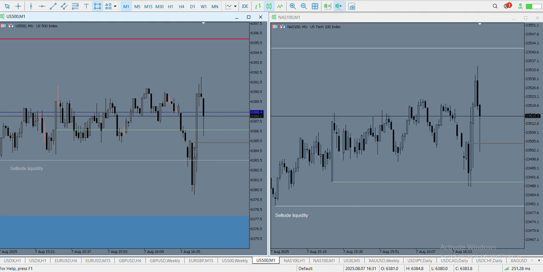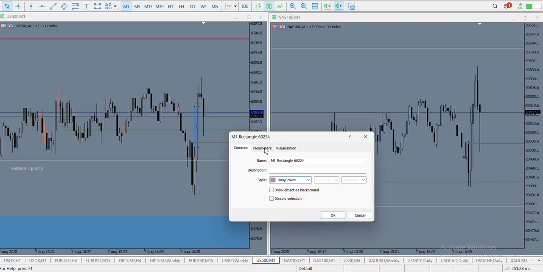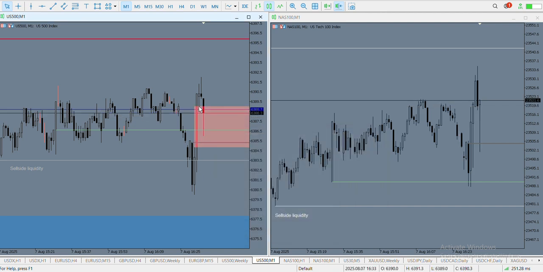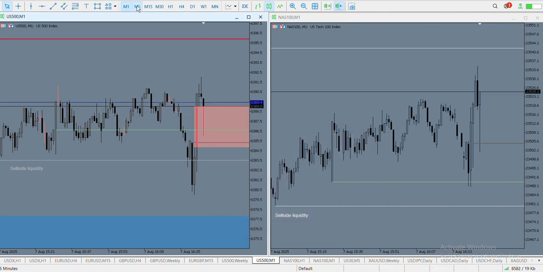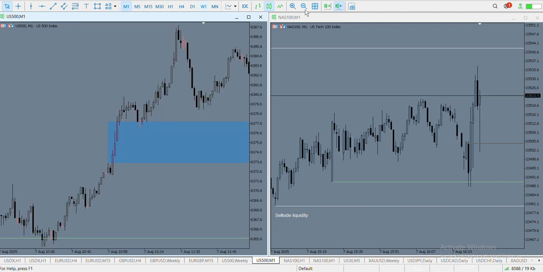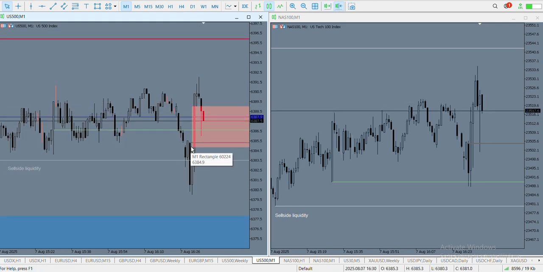In US 500, we can clearly see the first present of value for today. Let's extend this out. There we go. And then let's go back into a 5 minute. And you can see this whole range is the first present of value gap for today in US 500.